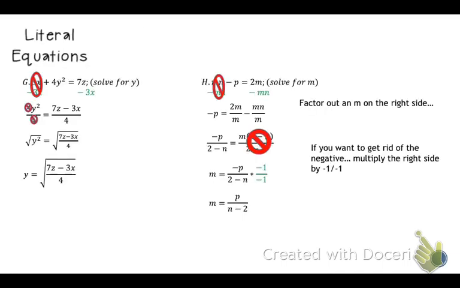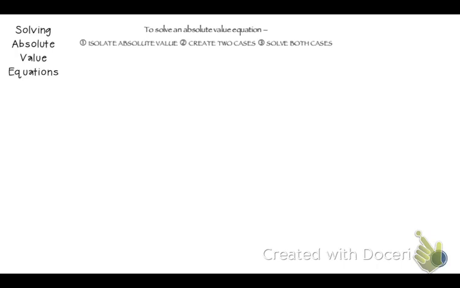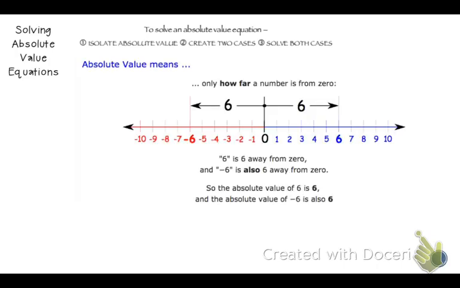All right, absolute value equations. So these pop up on the ACT sometimes. Absolute value means how far the number is away from 0. So like the absolute value of 6, well, that's 6 spaces away from 0. So that's this right here, right? Okay, so that's why it's 6.